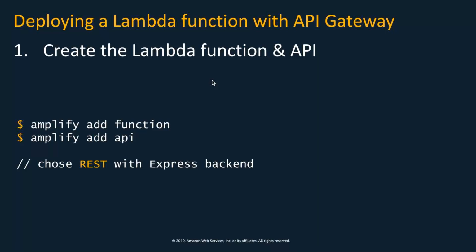We're given a few different API options. The API option that we're going to go with is REST. You can also choose GraphQL, which will then work instead with AWS AppSync, but we're not really interested in that. We're looking to work with API Gateway and a REST API.